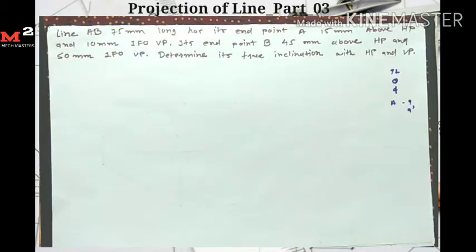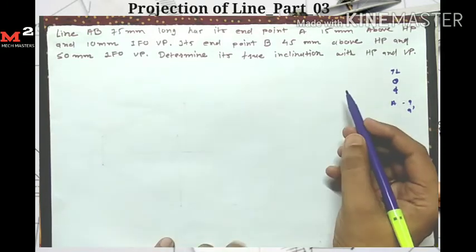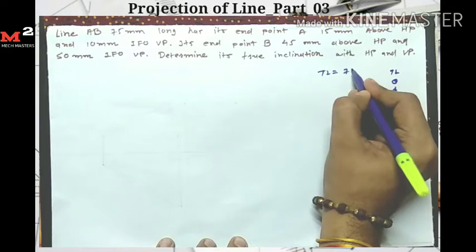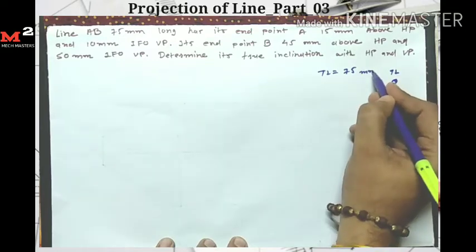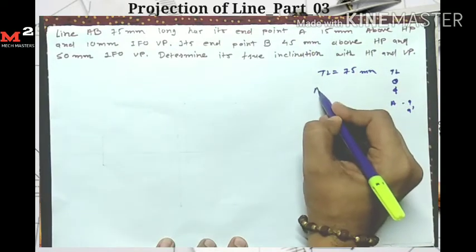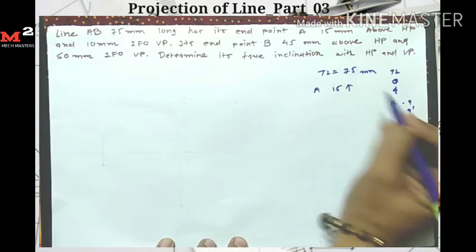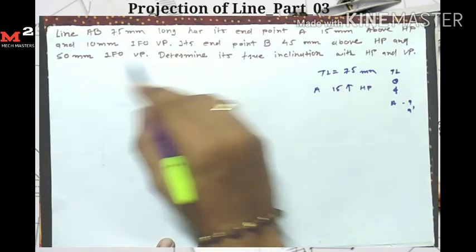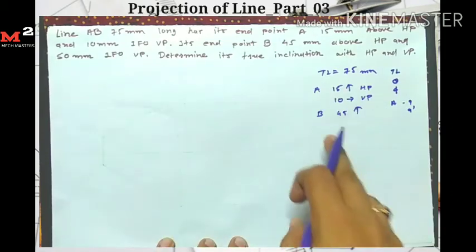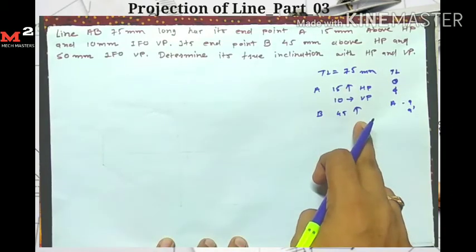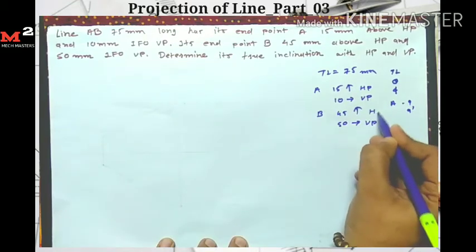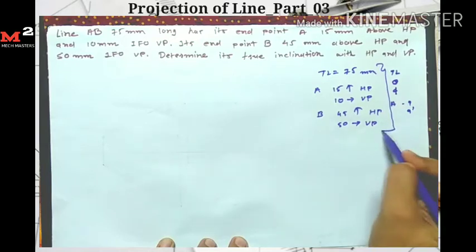Let's see this problem. First I write the data. The line AB is 75 mm long, so its true length is 75 mm. End point A is 15 mm above HP and 10 mm in front of VP. End point B is 45 mm above HP and 50 mm in front of VP. So here I have five data.